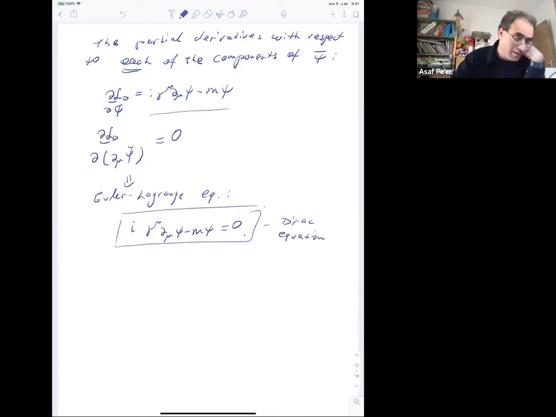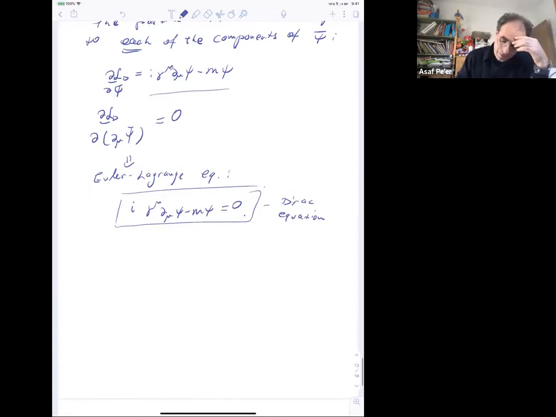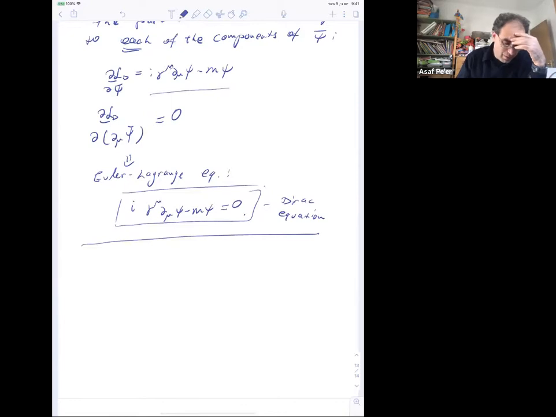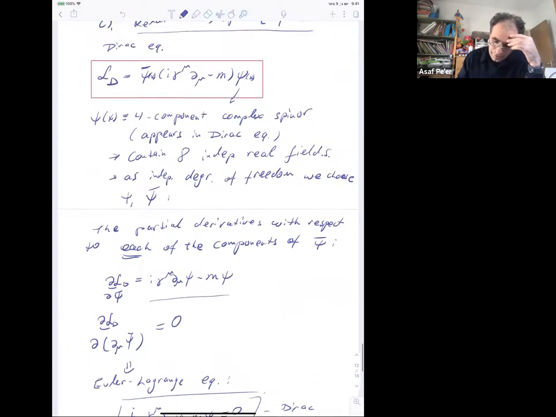Now remember, we treat psi and psi bar as independent coordinates, basically. So we have to take the partial derivative with respect to psi to give us another equation. If we take the partial derivative with respect to psi, we end up with dL over d psi equal to minus m psi bar. For dL over d d mu psi, we have to be slightly more careful. If you look at the Lagrangian, we do have a d mu psi here. This would give us what? i psi bar gamma mu.